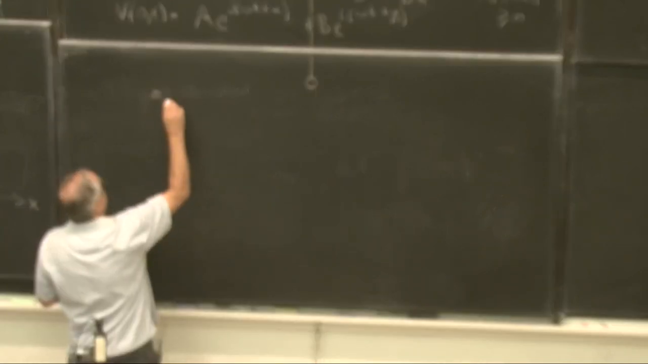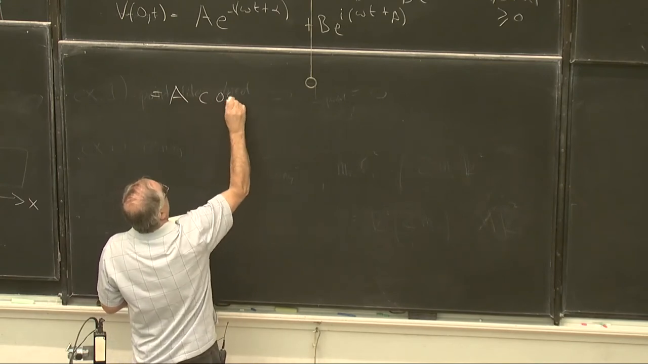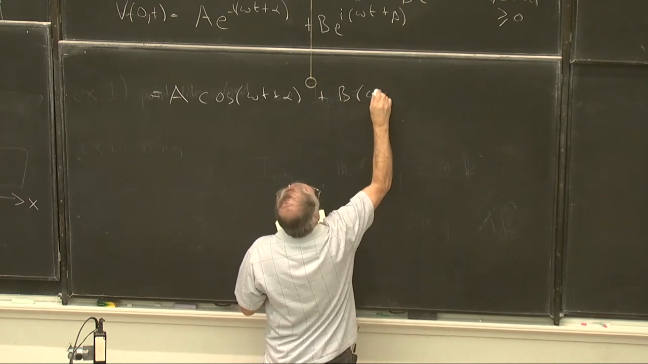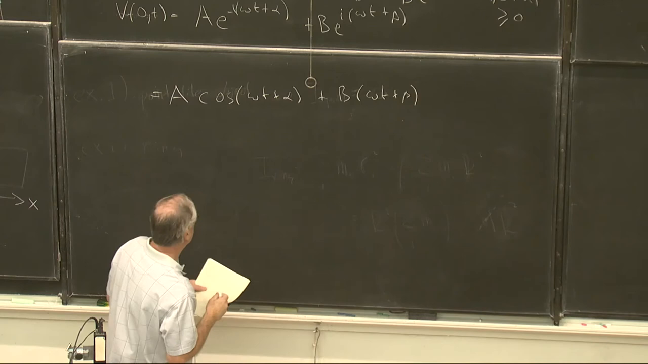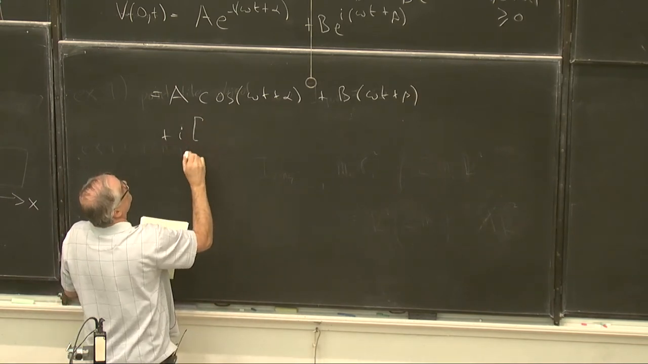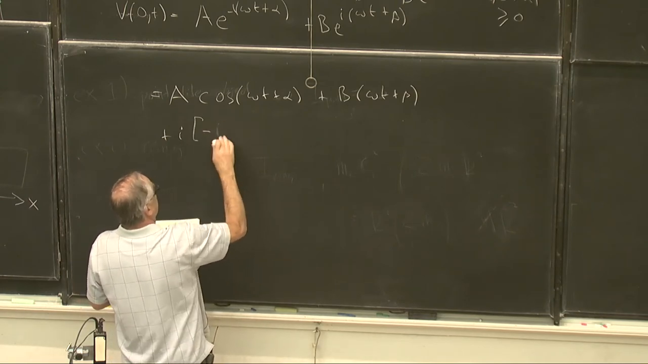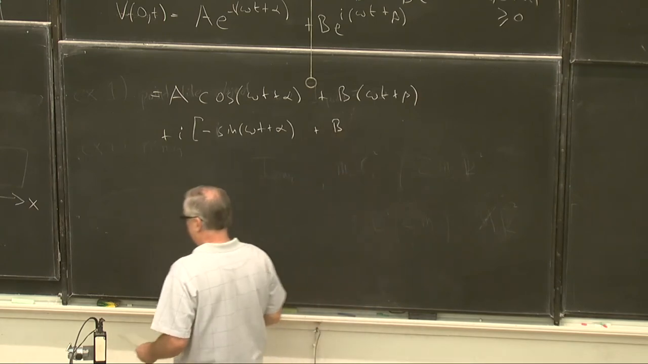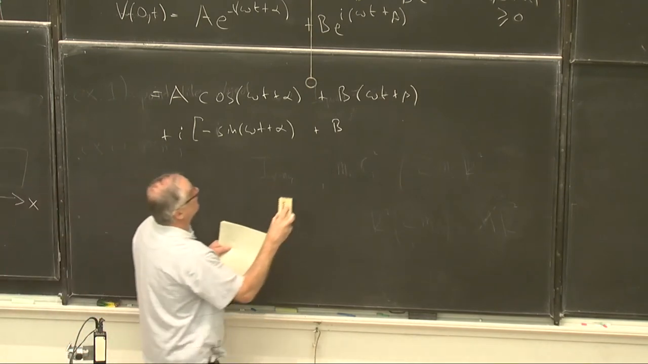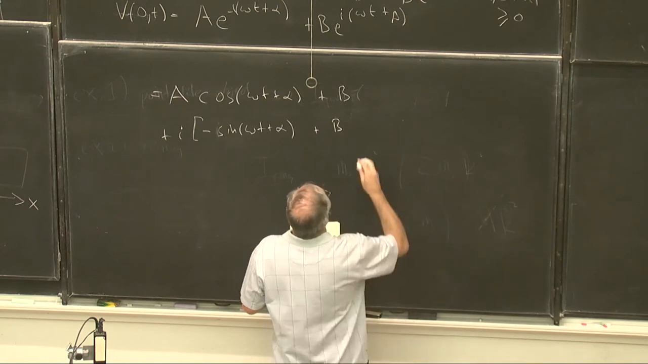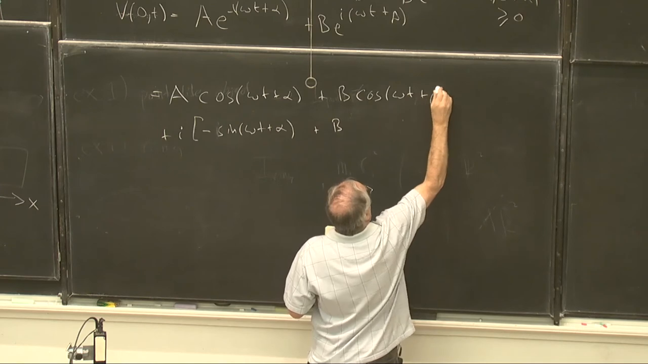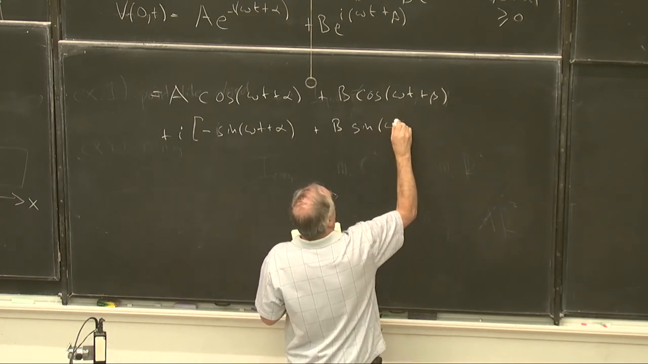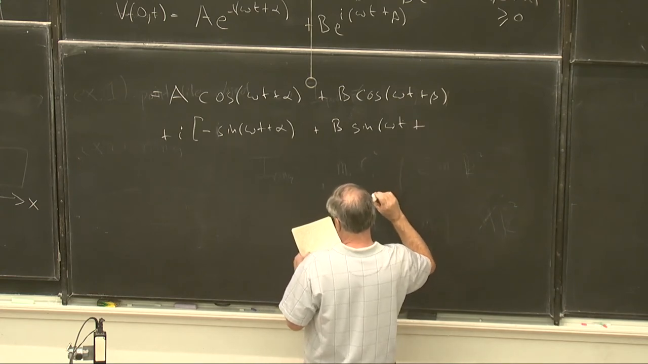Okay, so in terms of real and imaginary parts, the real part of this first term is A cosine of omega t plus alpha. The real part of the second term is B cosine of omega t plus beta. And the imaginary parts, I'm going to get a minus, the i's I took out, A sine of omega t plus alpha. Oh, I forgot to put the cosine in there. That backwards was probably confusing you. Plus a B sine of omega t plus beta.